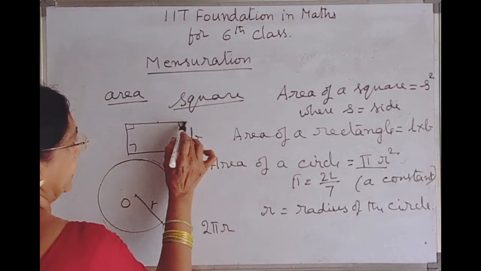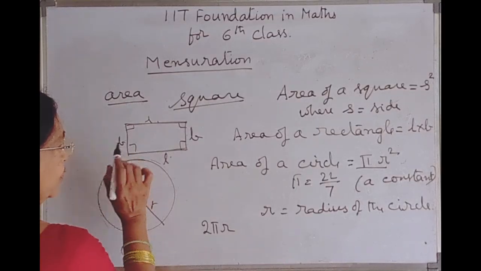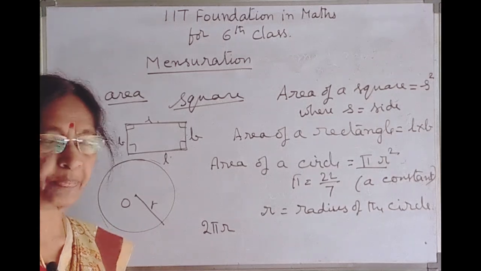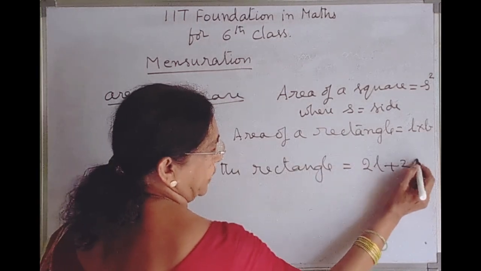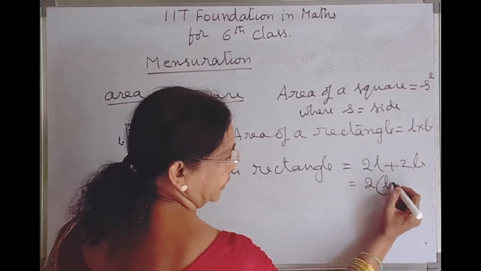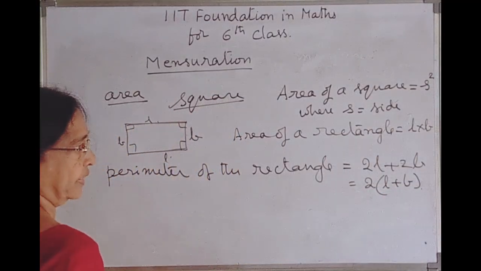length plus breadth plus length plus breadth, that is 2 lengths plus 2 breadths. Therefore, the perimeter of the rectangle is equal to 2L plus 2B, or if we take 2 outside, 2 into L plus B. So it is in the units of length.